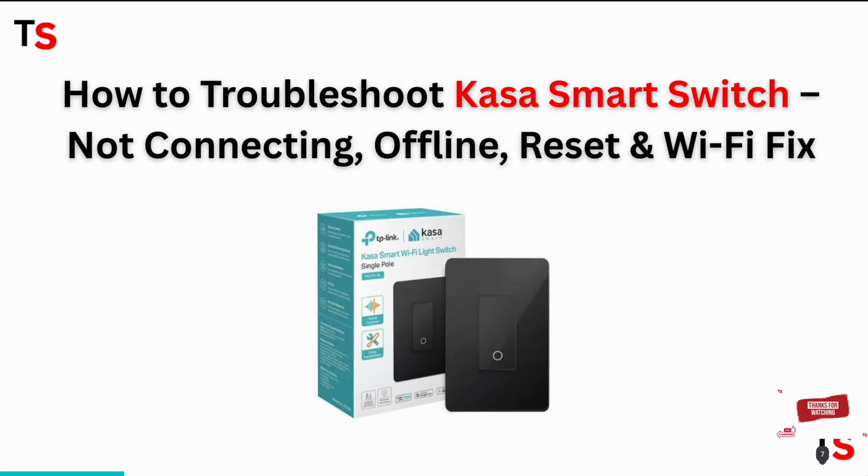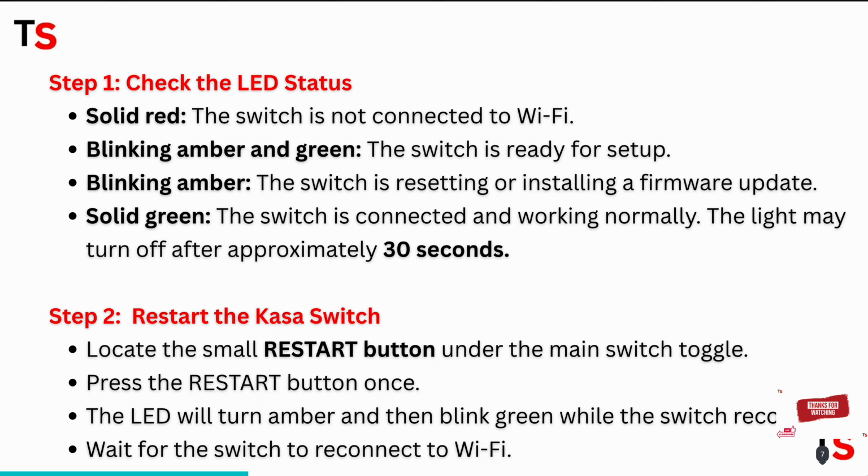or Wi-Fi fix. So guys, first check the LED status. Solid red means the switch is not connected to the Wi-Fi. Blinking amber and green means the switch is ready for setup. Blinking amber means the switch is resetting and installing a firmware update. Solid green means the switch is connected and working normally. The light may turn off after approximately 30 seconds.